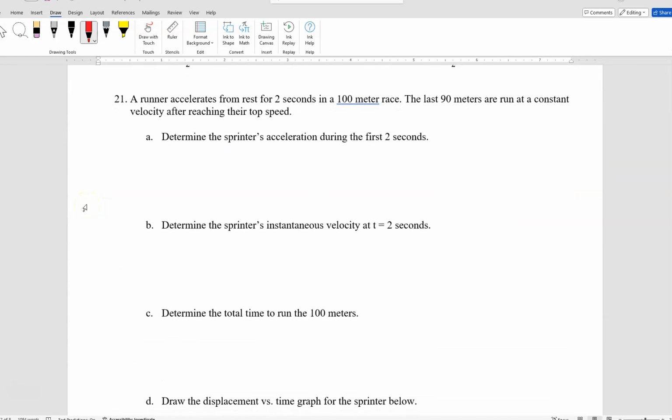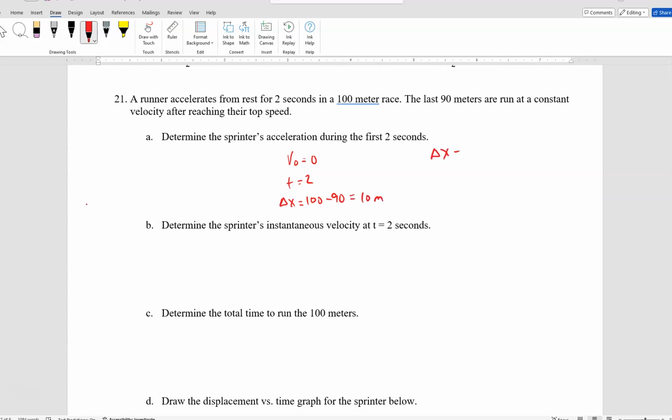All right, we move along. Question number 21. We have a runner who accelerates from rest for 2 seconds in a 100-meter race. The last 90 meters are run at a constant speed. Determine their acceleration for the first 2 seconds. Okay, well, you'd write out your givens. V naught is 0, time is 2, delta x is 100 meters minus the 90 meters that are run at a constant speed, so they're accelerating for 10 meters.